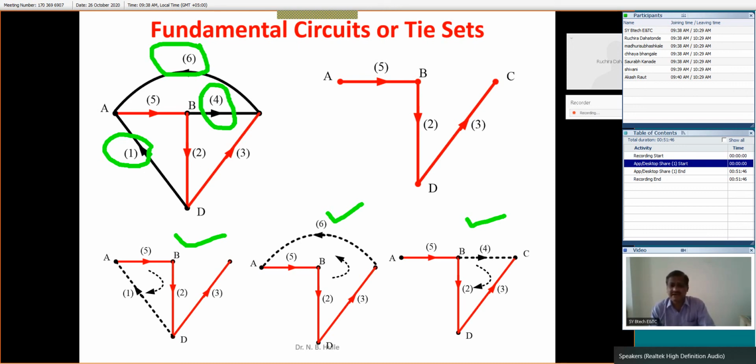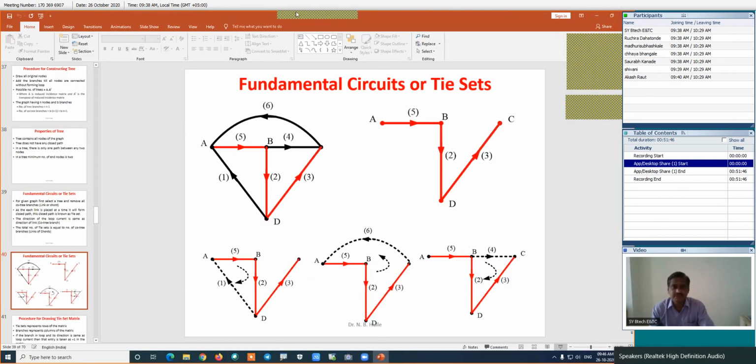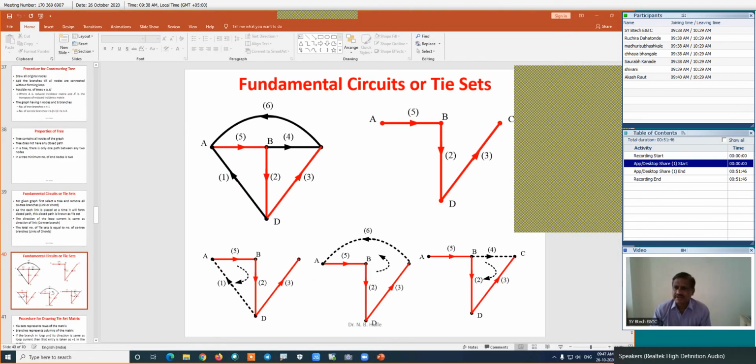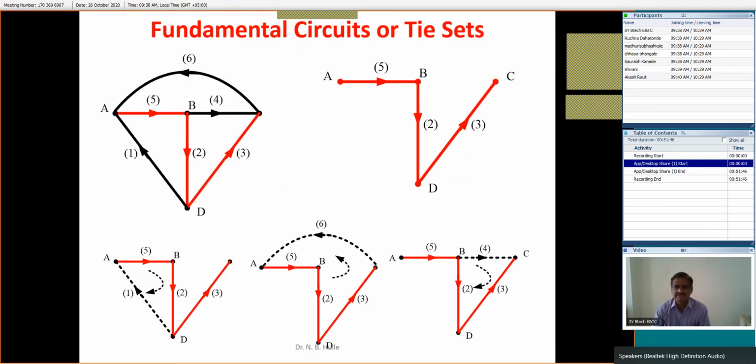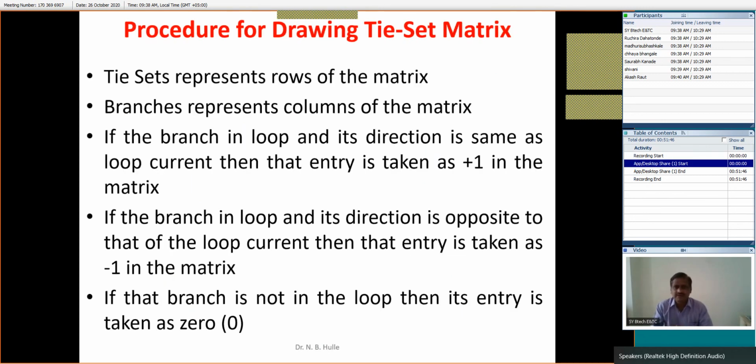It is very much the same as the reduced incidence matrix approach. I will come back to you. I will discuss a few points and then I will discuss the next part. So here, if we are aware of this concept, I will introduce you to a new approach. This is the basic fundamental thing: the fundamental circuits or tie sets. Is it right? Now, we will try to understand the tie set matrix.